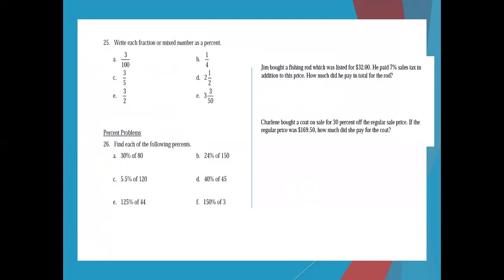Charlene bought a coat on sale for 30% off the regular price. So now we're going to be taking off, because when they say sale, that means you're subtracting. So first you need to do $169.50 times 30%, so times 0.3. And that answer, you go and subtract it from 169.50 and figure out the answer. Good luck, and make sure to get your bell work done on time.